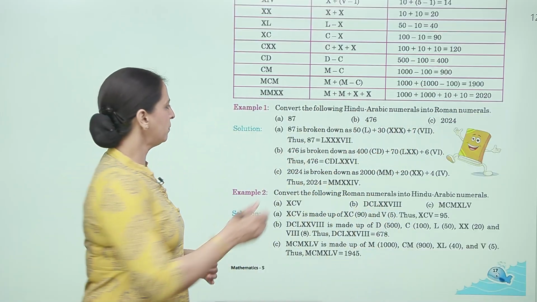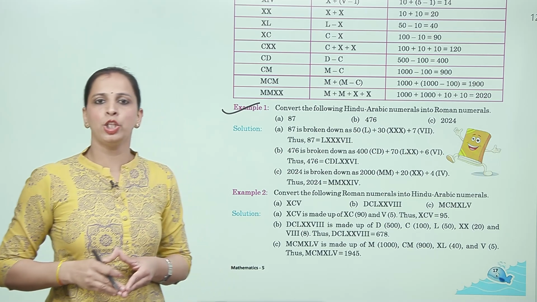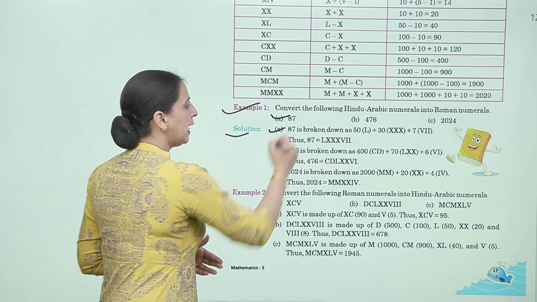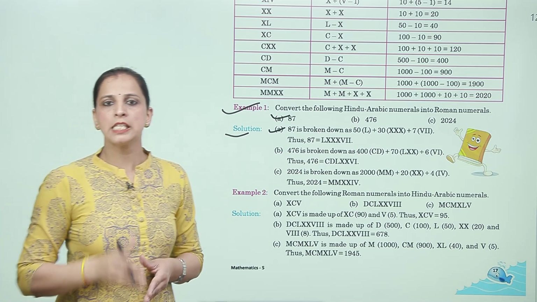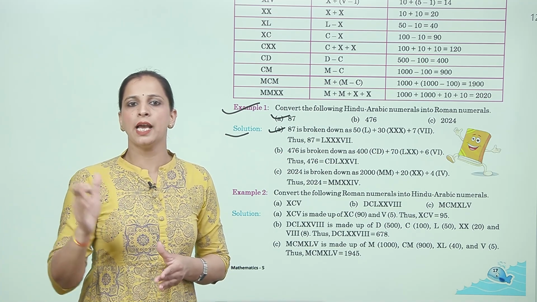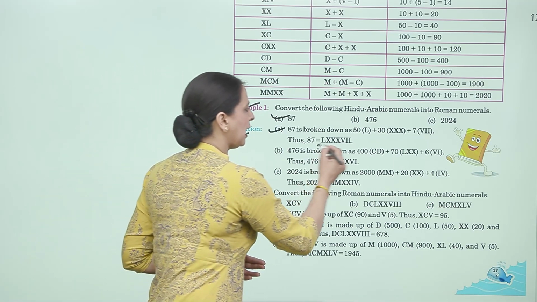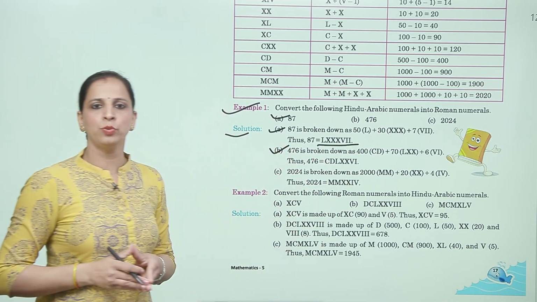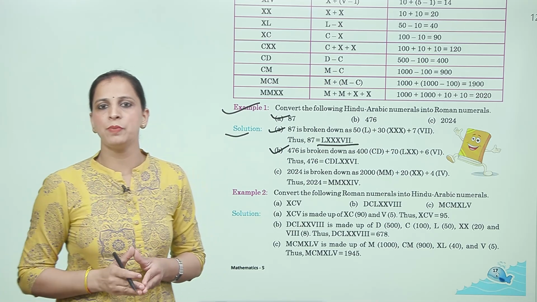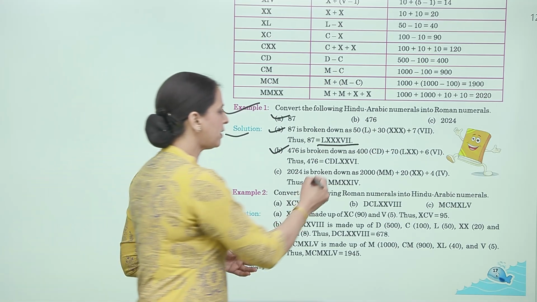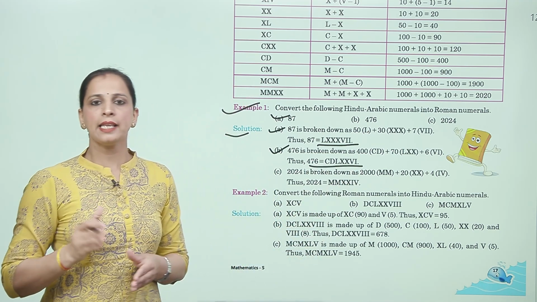Now example 1. Convert the following Hindu-Arabic numerals into Roman numerals. A is 87. Solution. 87 is broken down as 50, L, plus 30, XXX, plus 7, VII. Thus, 87 is LXXXVII. 476 is broken down as 400, that is CD, plus 70, LXX, plus 6, VI. Thus, 476 is CDLXXVI.